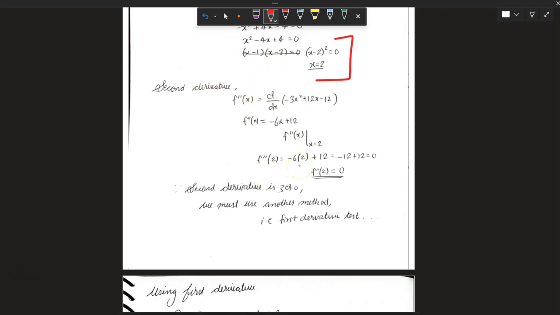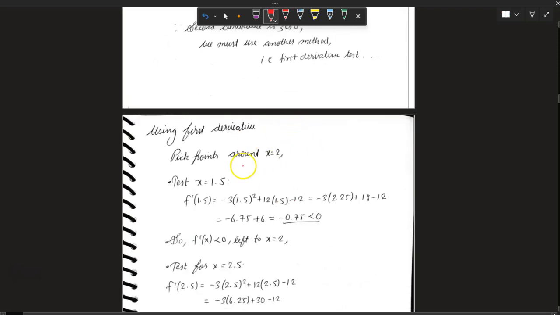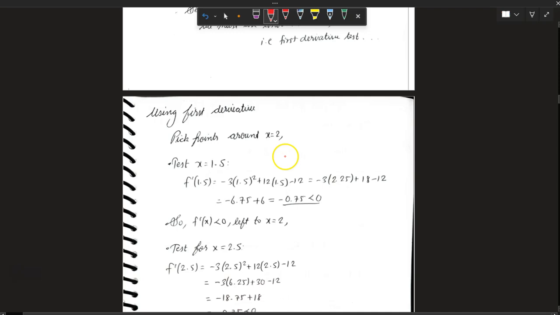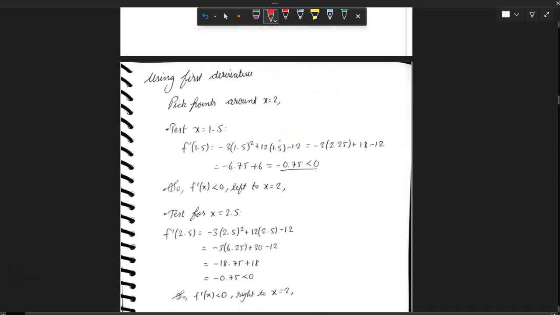Now you can see that f double dash of 2 is equal to 0. So you can't get any conclusion. Second derivative is 0, so you can't get any critical points because it's 0. So we must use another method. Okay, so that is we were going with the first derivative test only. So let's go with the first derivative test. We are having x is equal to 2. Pick a point less than this 2 and pick a point greater than this 2, to check whether the sign is changing or not.